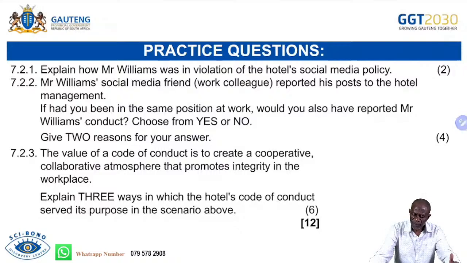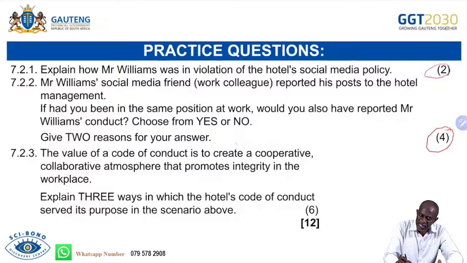So, interesting here is we need to look into the allocation of marks. Look at the allocation of marks. 7.2.1 is 2 marks. 7.2.2, if you had been in the same position at work, would you have reported Mr. Williams? Choose from yes or no and give 2 reasons for your answer. And this is allocated 4 marks.